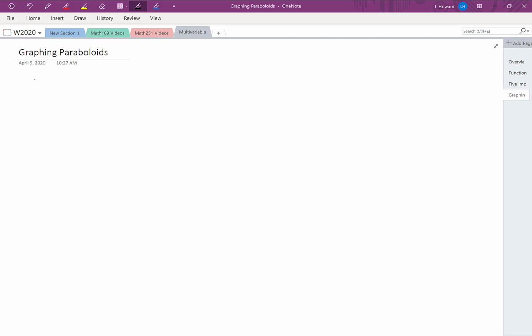So first thing we're going to do is define what's called a trace. So you could say a trace is the intersection of a surface with a plane. I'm just going to use the symbol here for intersection. So we take our surface, we intersect it with a plane, and the curve that we produce is called the trace.